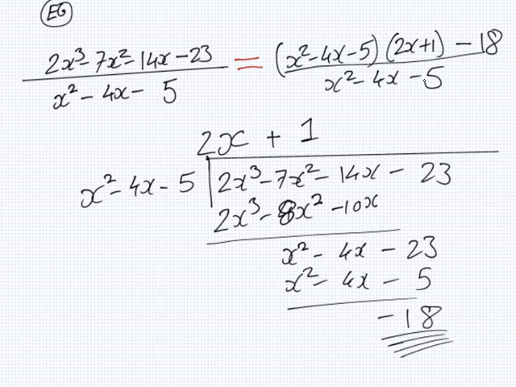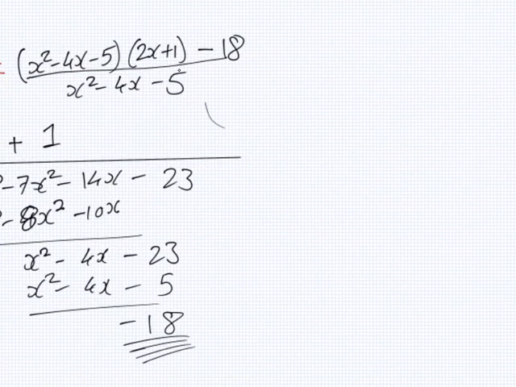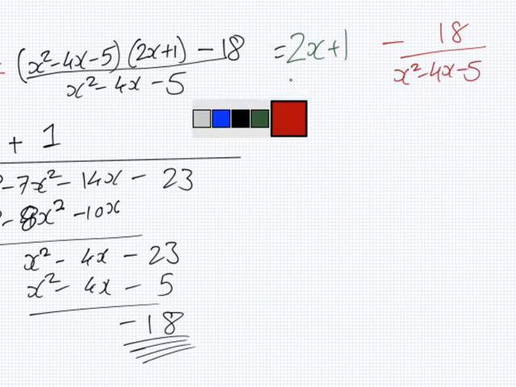And you might say, well, that didn't make it any easier, or did it? Let's have a look. Can I move to the right? I see people writing. Well, let's take each of these two and divide it by the quadratic. So this piece over this piece, what am I left with? 2x plus 1 minus 18 over x squared minus 4x minus 5. Here, we are done.